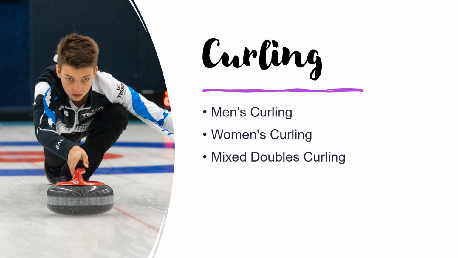Teams score points by delivering a stone across the ice so that it lands on or close to the button. Players sweep the ice as the stone travels toward the house to change the speed or trajectory of the stone. There are 3 curling events: men's, women's, and mixed doubles.